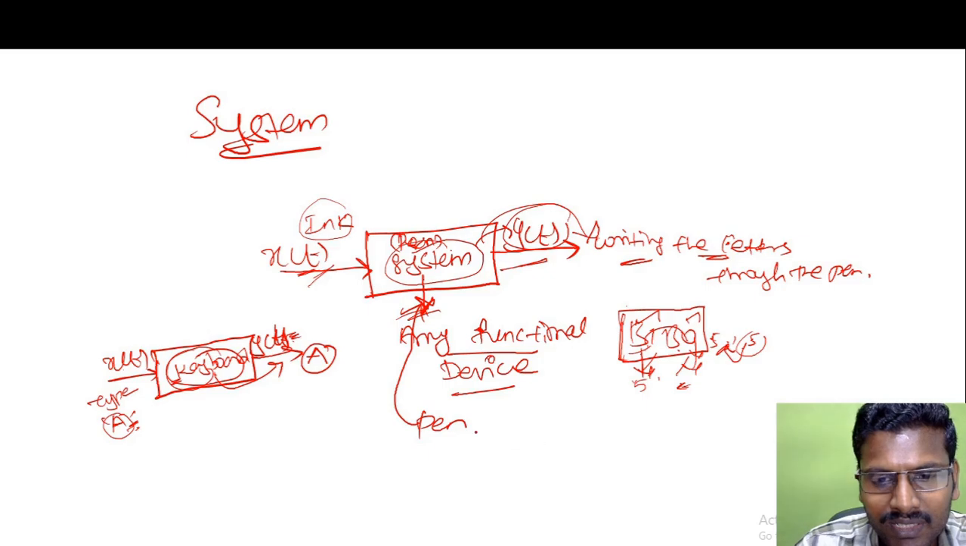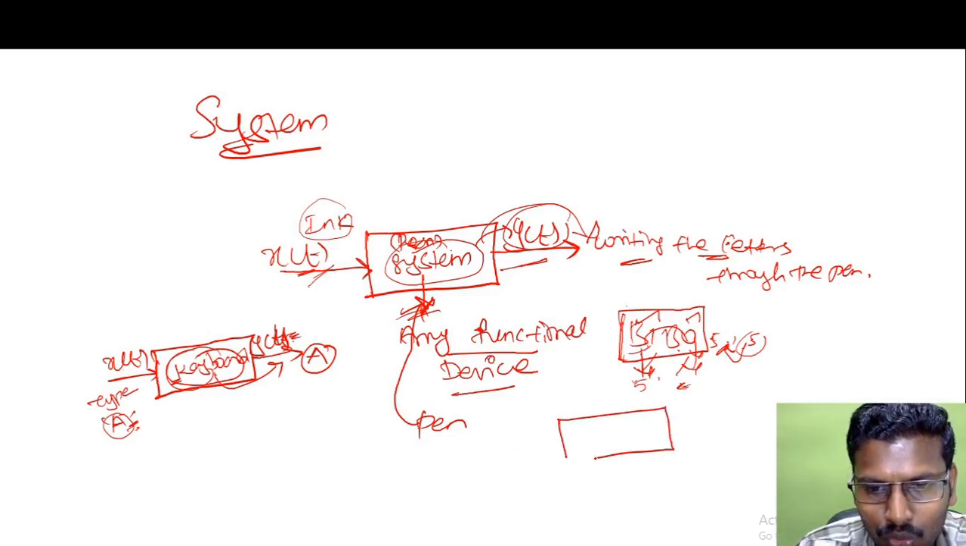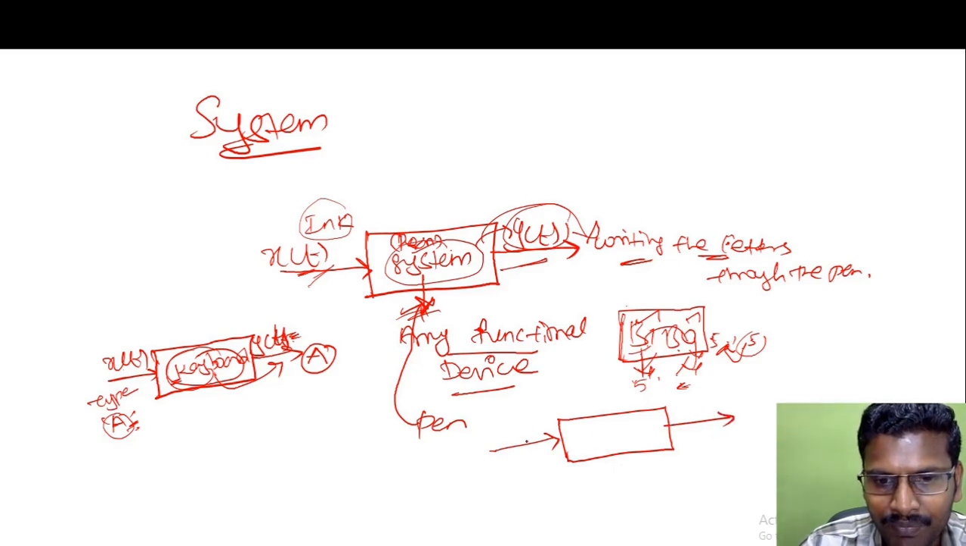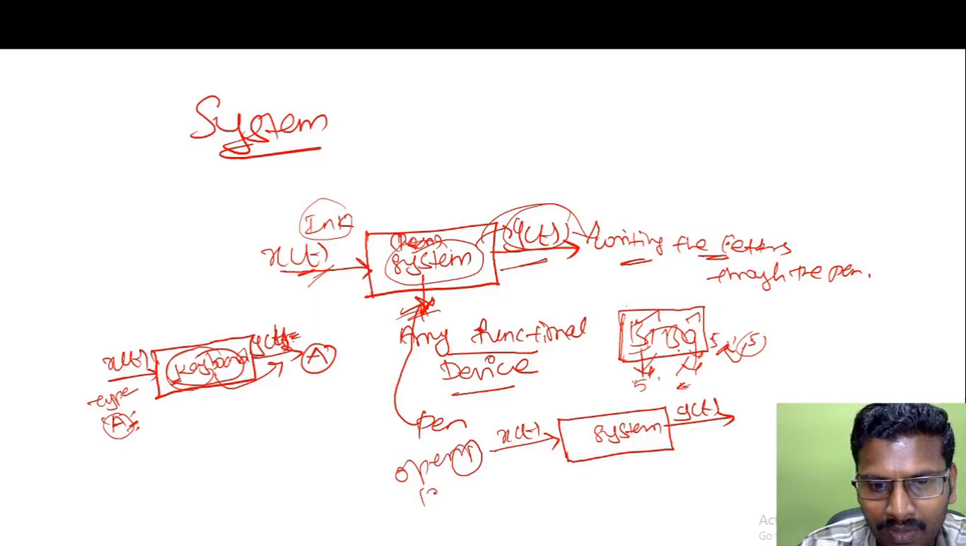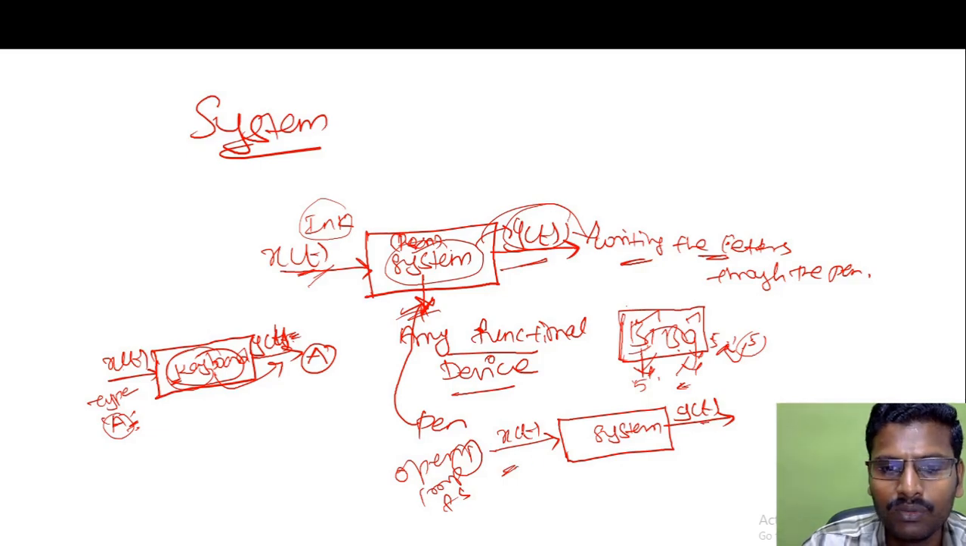Now the system is again classified with respect to feedback, into open loop feedback system and closed loop feedback system, right? If a system has one input and one output, then it is known as an open loop feedback system. This is the best example for open loop feedback. If you give some input, it will produce some output, right? This is the best example for open loop.